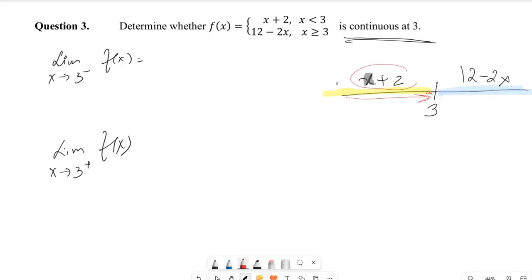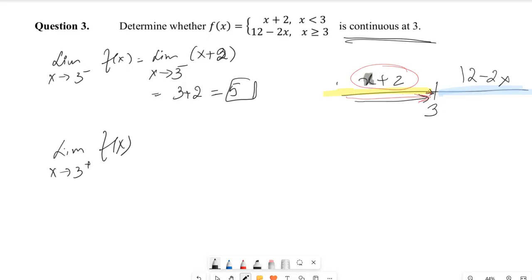If it is smaller than 3, which function are we going to use? x plus 2. So for the limit as x approaches 3 from the left side, the function we are going to use is x plus 2. Why? Because x is on the left hand side, so it's a little smaller than 3. It's very close to 3, but a little smaller than 3. So when I put 3 in there, 3 plus 2, the answer is 5. So the left limit is 5.